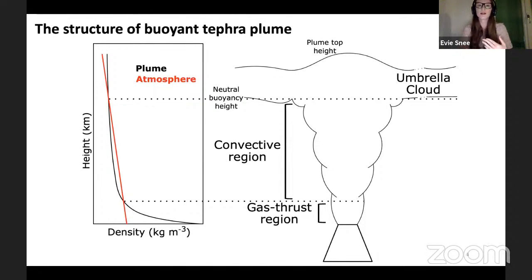As it keeps entraining air, we get to a point where the density of the plume is equal to the density of the atmosphere, and this is called the neutral buoyancy height. Here, we get spreading occurring and the formation of an umbrella cloud. As the plume still has some momentum in it, we can also get overshooting of the top of the plume.